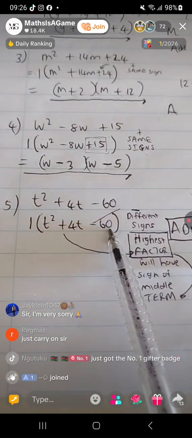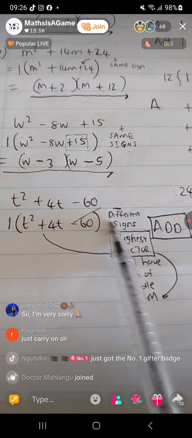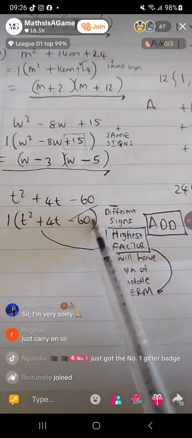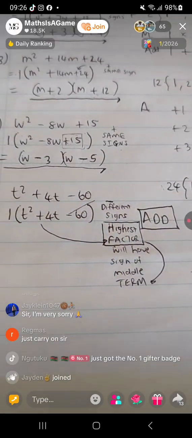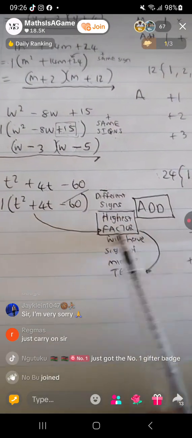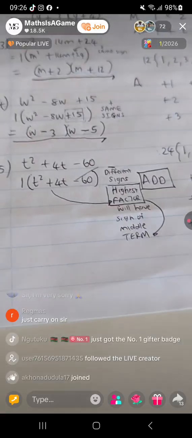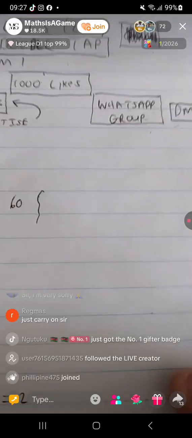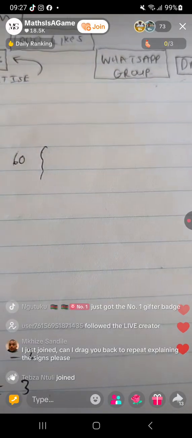But the minute you have a negative constant, it's no longer same signs inside the bracket, but it is what? Different signs. And that means the highest factor from your factors of 60 will have the sign of the middle term. It is the what? The highest factor. So for those different signs, the highest factor will have the sign of the middle term. Then what you do, you go and find the factors of 60. Some of you will be able to not even waste time and find all of them. Some of you will know exactly because you've been dealing with factors.